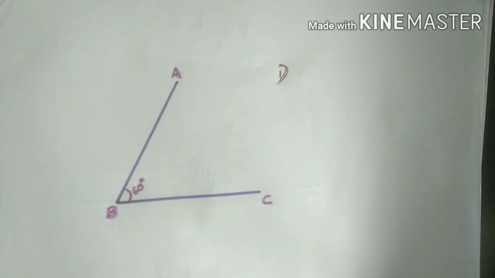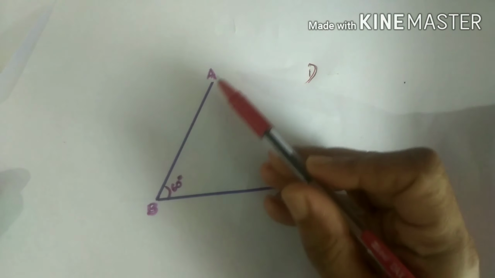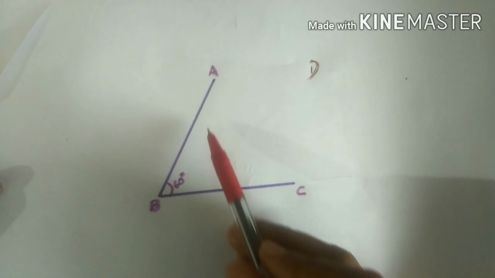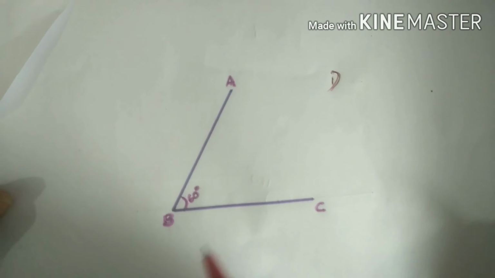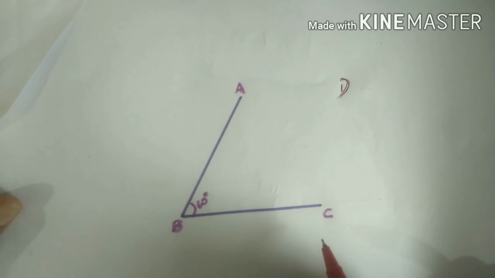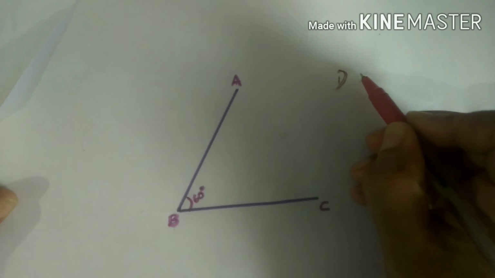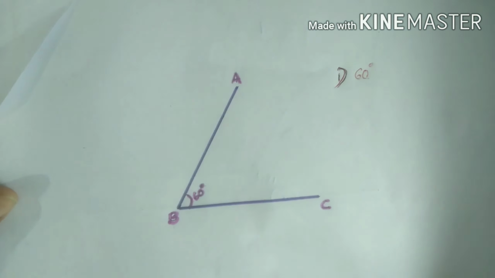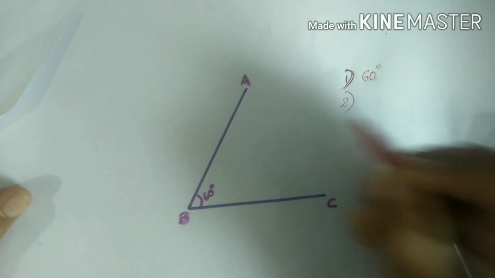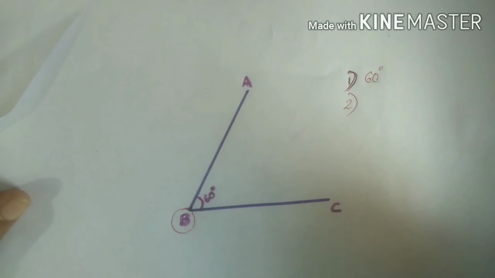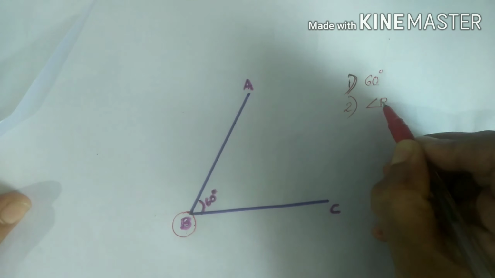Now, consider this angle. This angle is formed by two rays, BA and BC, and they meet together at the vertex B. So here we are going to name this angle. We can name this angle in 3 different ways. First method is we can directly say 60 degree angle. The name of this angle is 60 degree angle. Second method is that we can use this vertex to name the angle like angle B.